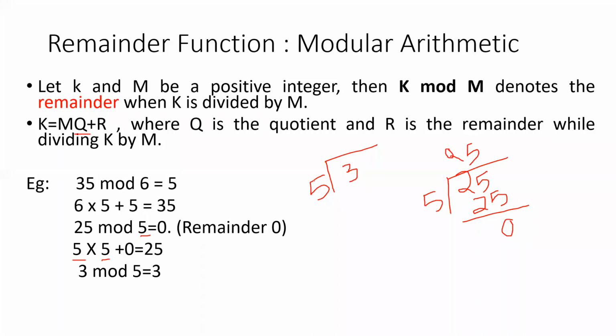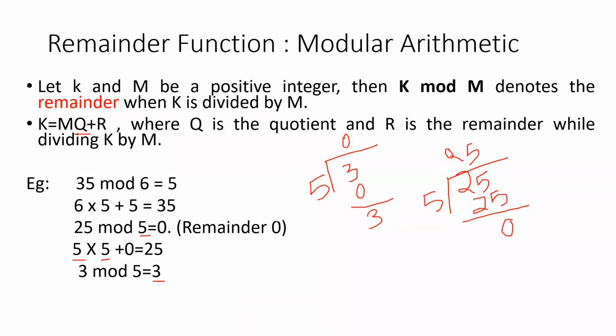How many times will 5 go in 3? It won't go, ma'am. How many times will it go? It won't go, so the quotient is 0. Then what will be the remainder? 3. So what is 3 mod 5? 3. Now how to check whether it is correct?